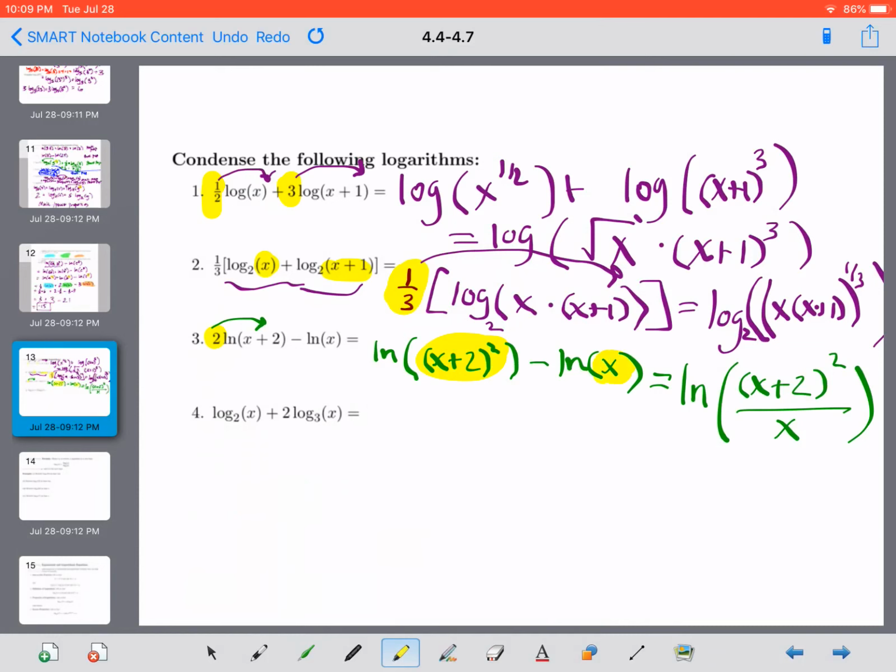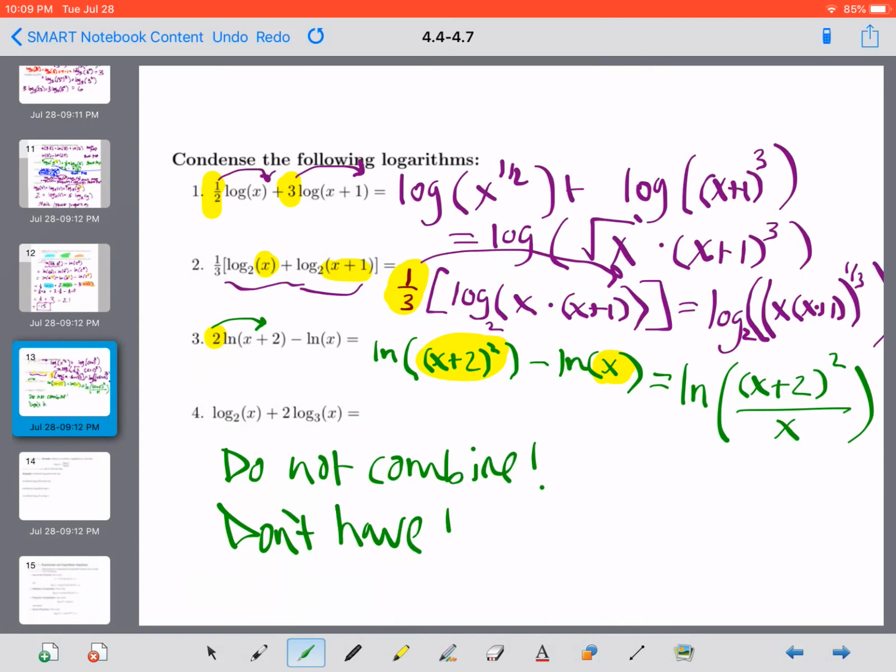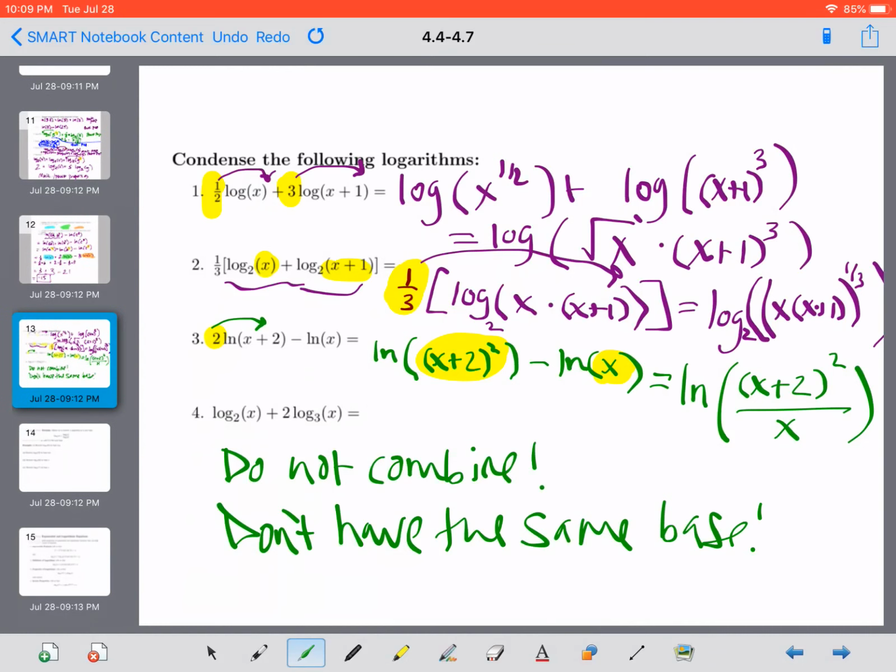Now finally, for example 4, we have log base 2 of x plus 2 times log base 3 of x. Alright, how do we combine these? We don't. Do not combine, because they do not have the same base. You can't combine them. They need to have the same base in order for any of these properties to apply. So there's no way to combine these two.